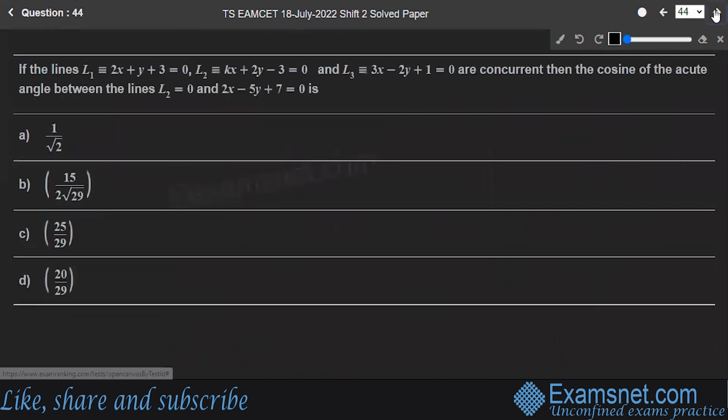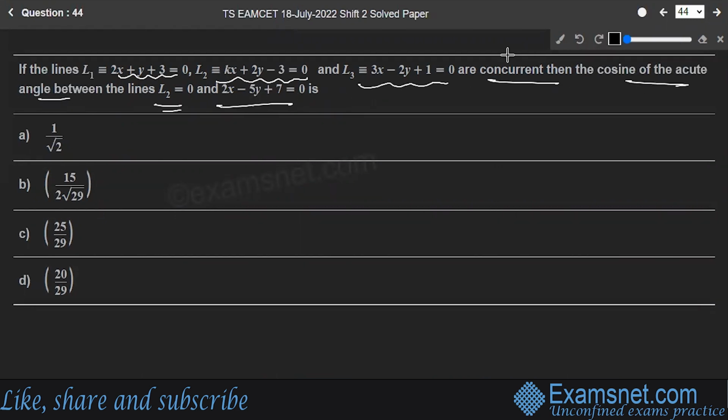Hope you understood. Next, question number 44. If the lines L1, which is represented by this equation, L2 and L3 are concurrent, then the cosine of the acute angle between L2 and this line is given by. Okay, first thing, according to the question, these three lines L1, L2 and L3 are concurrent.